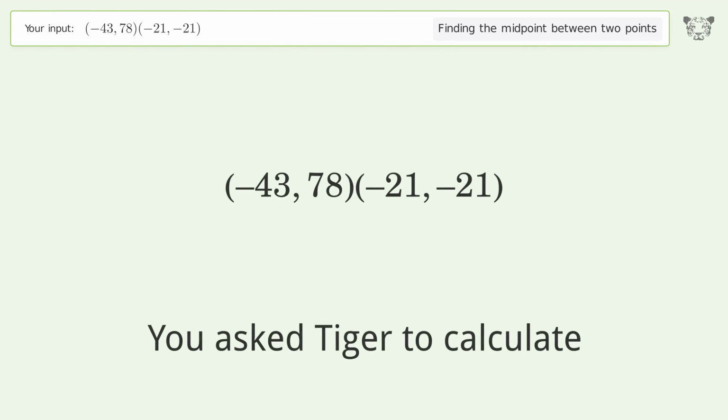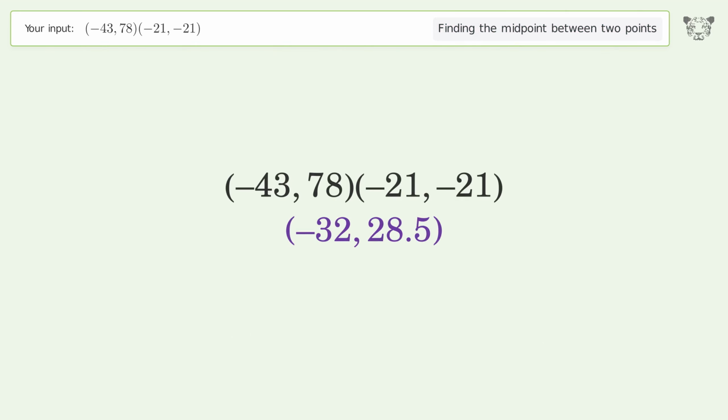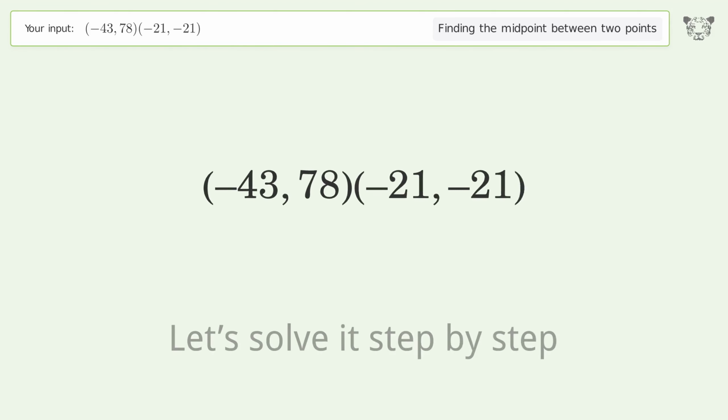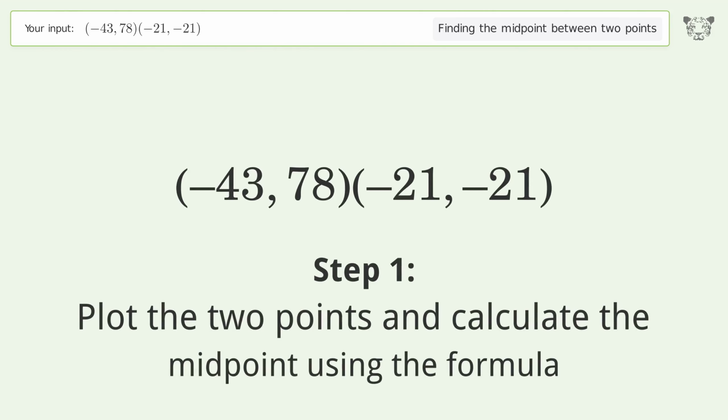You ask Tiger to calculate. This deals with finding the midpoint between 2 points. The midpoint between the 2 points is -32, 28.5. Let's solve it step by step. Plot the 2 points and calculate the midpoint using the formula.